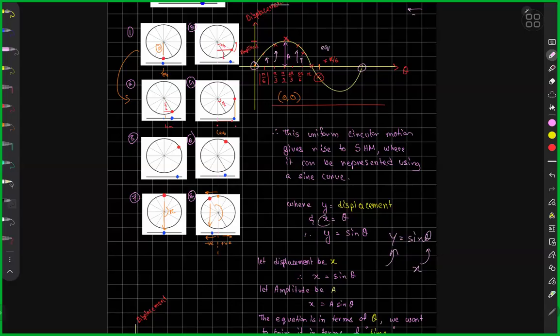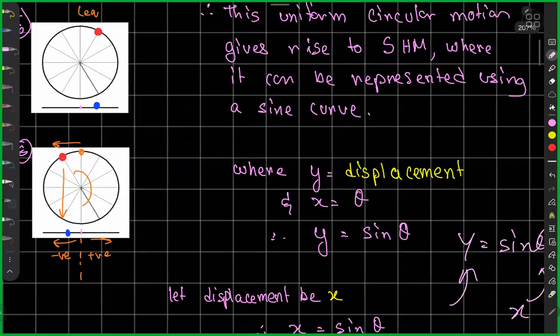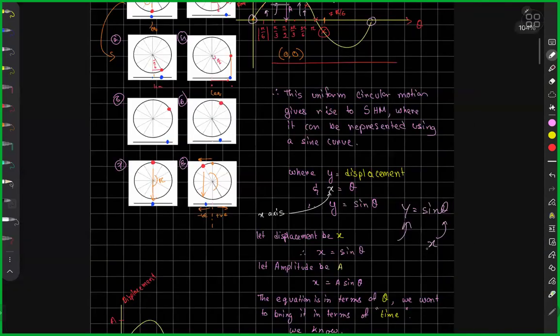By the way, this is x-axis, not displacement. Don't get confused. X denotes your displacement in general, but over here when I wrote x, it means the x-axis. So the x-axis is theta and y is the displacement. So basically, displacement is equal to sine theta. You can also write this. Technically, you're right.